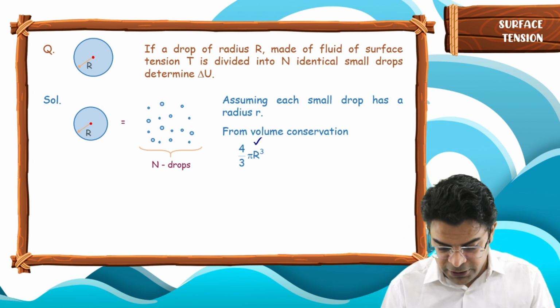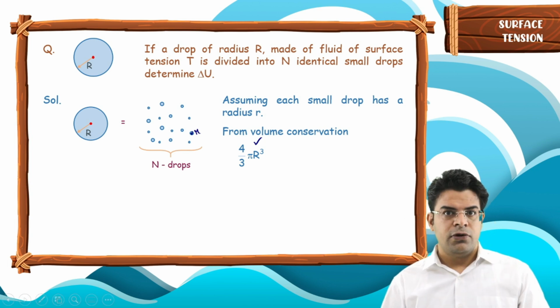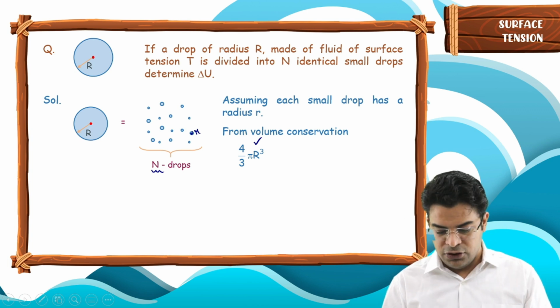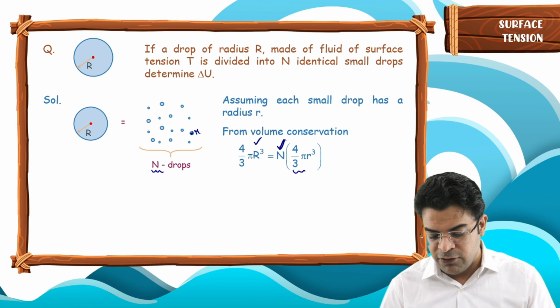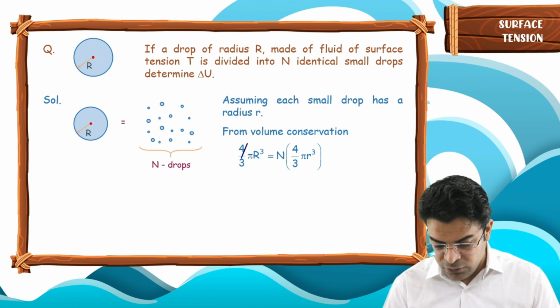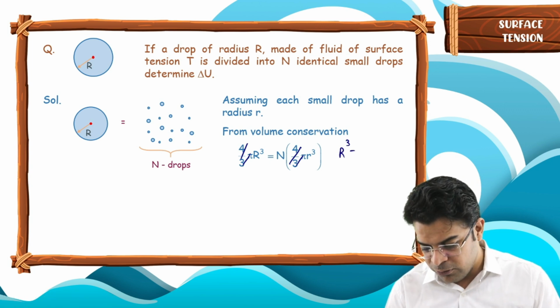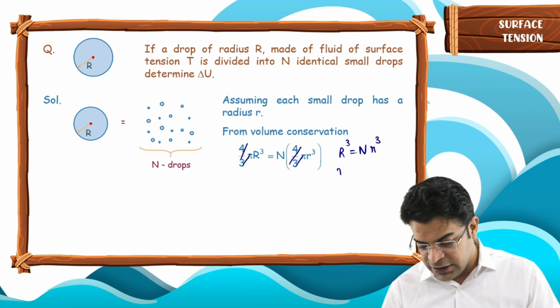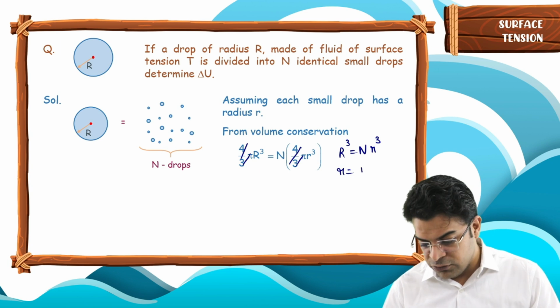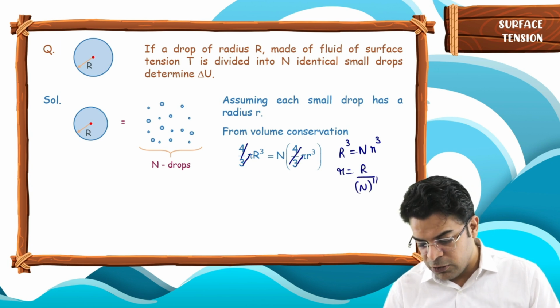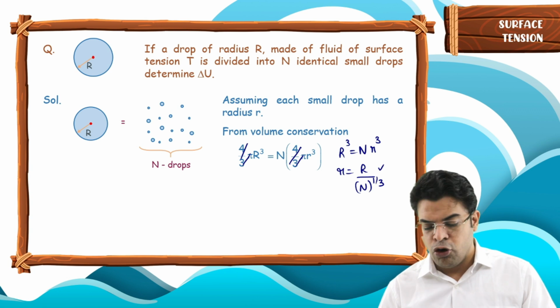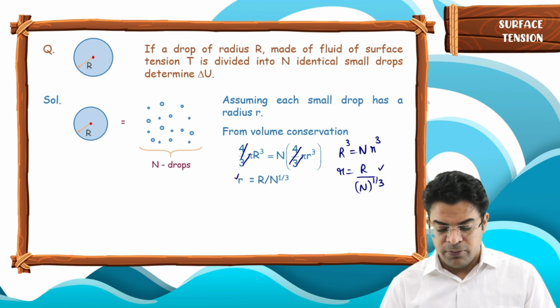Now each small drop here has radius small r, and there are n number of drops. So the final volume has to be equal to total number of drops multiplied by volume of one drop. So cancelling out both sides, 4 pi by 3, 4 pi by 3, you will get the radius of big drop whole cube equals n times the radius of each small drop whole cube. So you will say the radius of each small drop equals radius of big drop upon n raised to power of 1 by 3. This will be the correlation. So radius of each small drop equals radius of big drop upon n raised to power of 1 by 3.